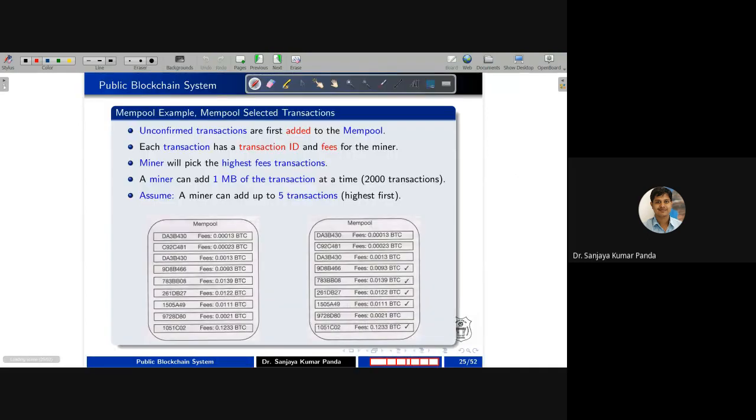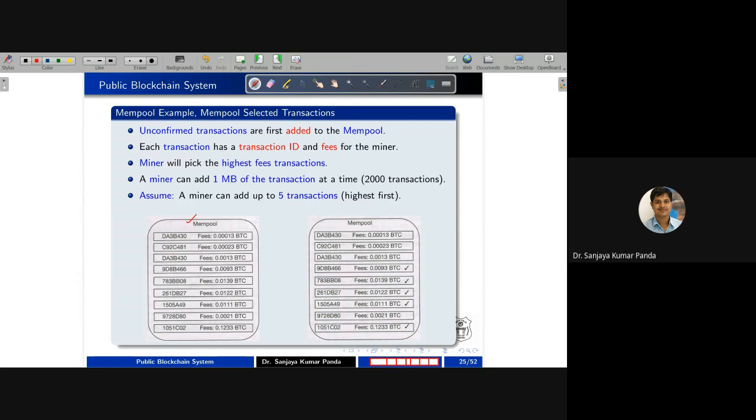Now we'll proceed towards the mempool, which is also very important. Here I am showing you a mempool, and you can see the number of transactions. Here you can see 9 different transactions. So this mempool consists of 9 different transactions. These transactions are called unconfirmed transactions. They are yet to be added into the block, or blockchain. Till now they are not confirmed, that's why they are put in the mempool.